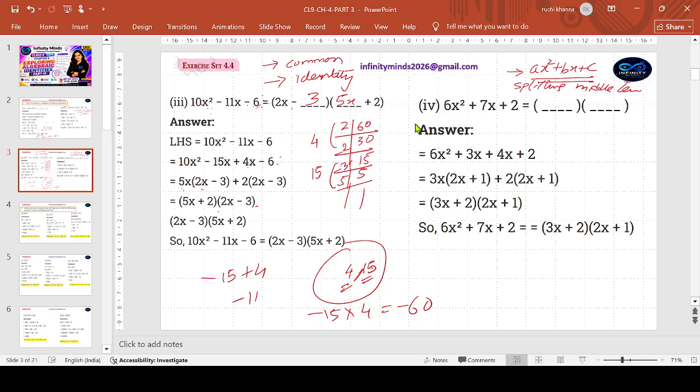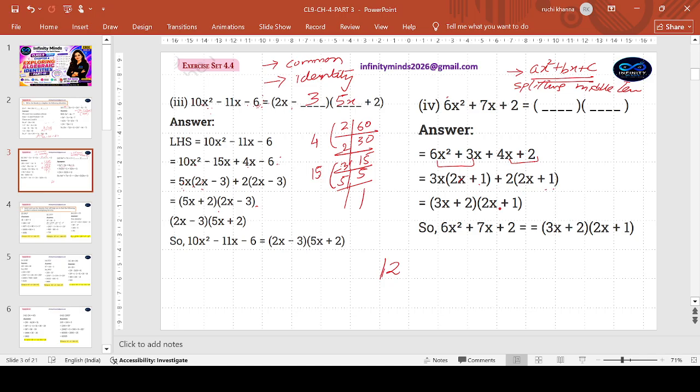So now we'll go to the fourth one. 6x squared plus 7x plus 2. Quadratic, splitting middle terms before looking at the answer. 6 into 2, 12. Do the factors of 12. 3 plus 4 is 7, and 3 into 4 is 12. Taking common, 3x comes common, 2x plus 1. 2 comes common, 2x plus 1.